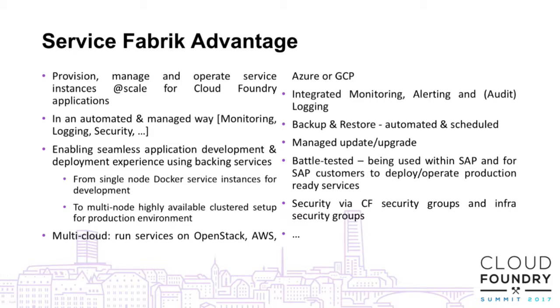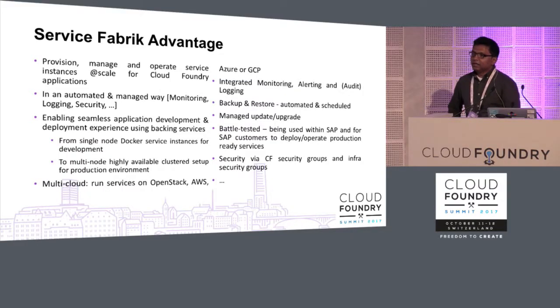Multi-cloud, you don't have to care about which particular IaaS you are running on. It could be AWS, OpenStack, Azure, and GCP. For the developers, it all looks the same. He wants a Postgres, he just says that I want it on AWS, or next time I want it on Azure or GCP. That's it. Right, I think Service Fabric does the heavy lifting of managing that.